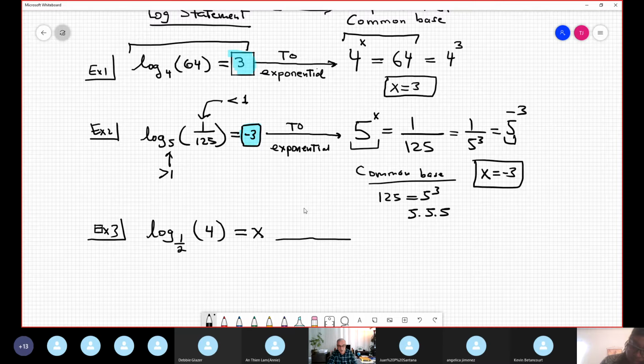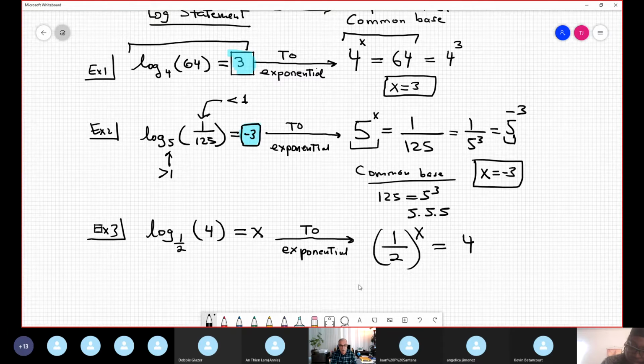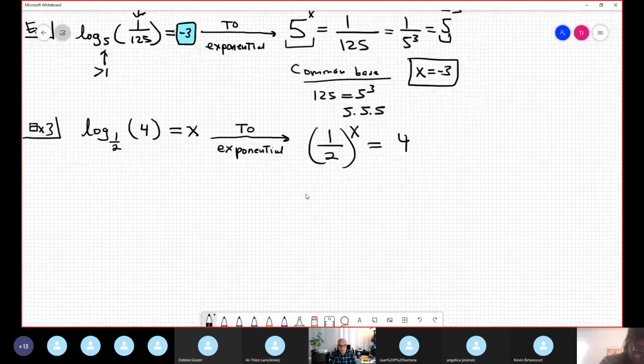Okay, so I change to exponential to understand it much better. Guys, on the test on paper, you are doing exactly the same: you put the arrow and you put two exponentials. I understand very well what you do. So now the base is 1/2. You put 1/2 to the exponent, I have no idea, x, equals 4, the result. Okay, this is my new exponential equation.